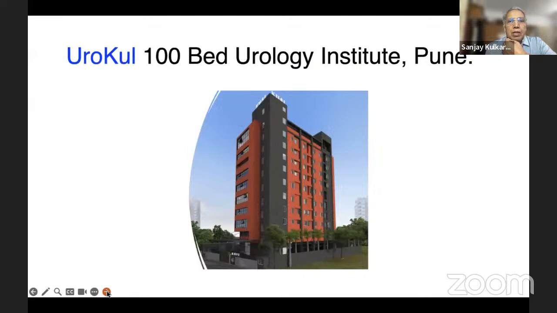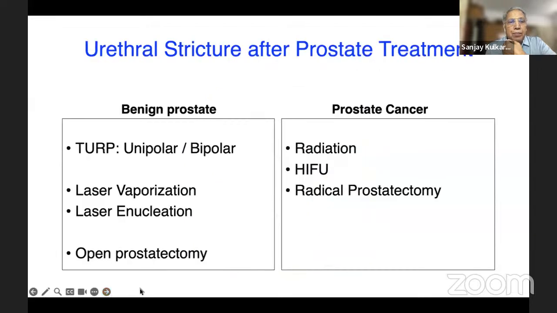So we opened this 100-bed urology institute in Pune on the 1st of January this year, and we perform the world's largest number of urethroplasties. Every week we do 1 to 2 post-TURP stricture repairs. So I have taken this in a little broad sense: urethral stricture after prostate treatment, not only TURP.